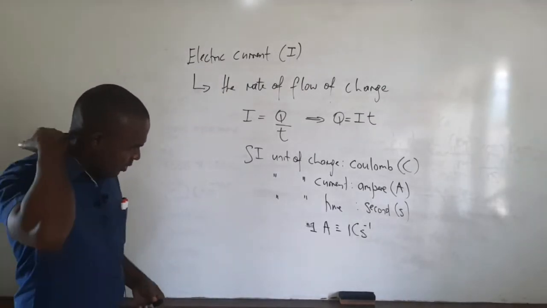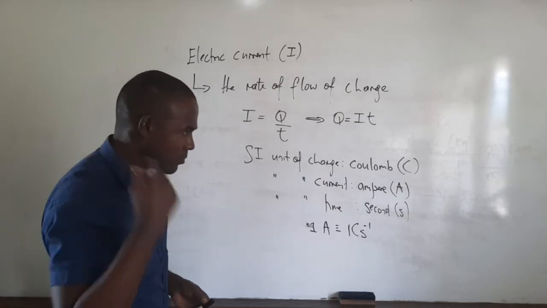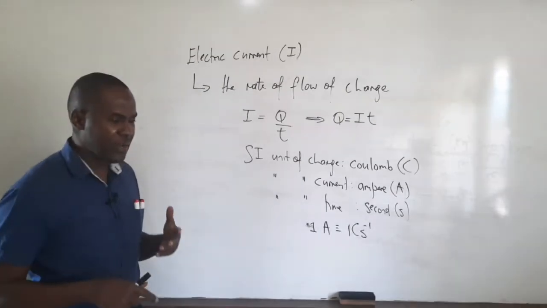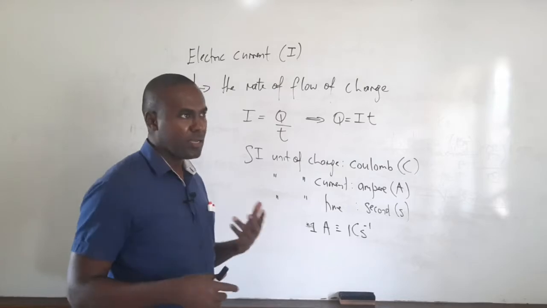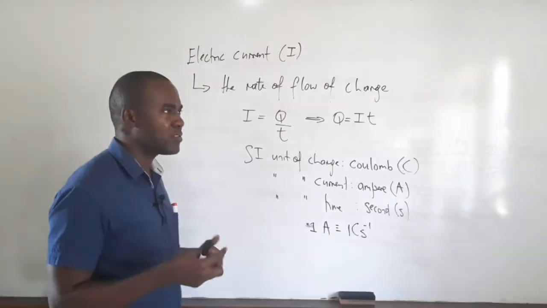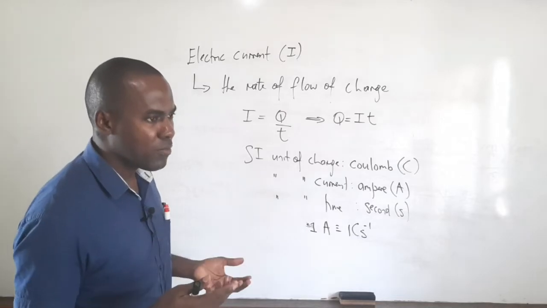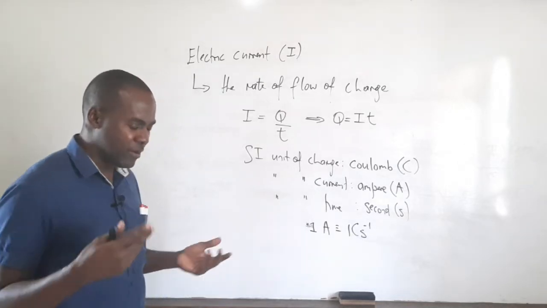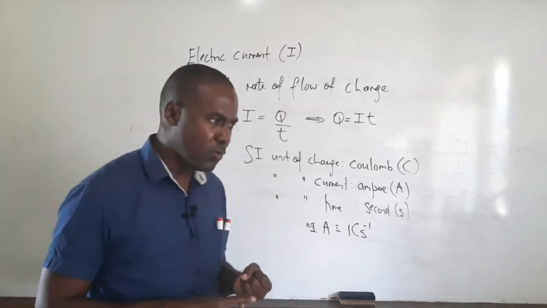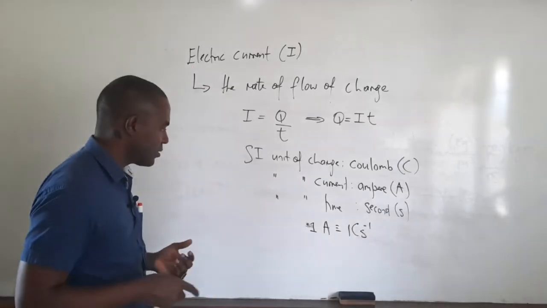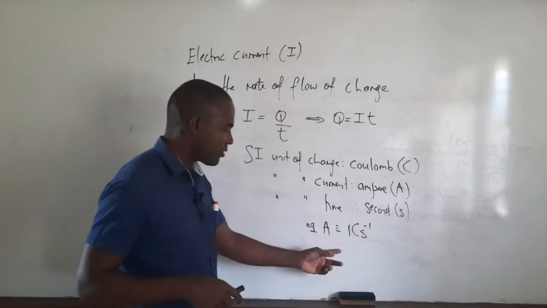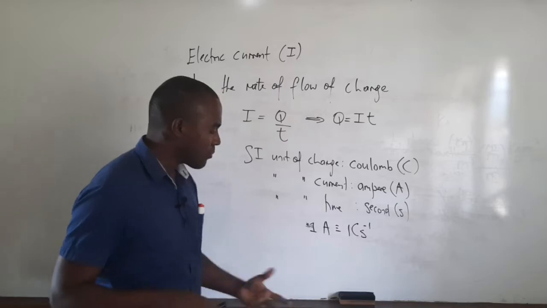Now, when we speak about the coulomb, 1 coulomb, of course, is a massive amount of charge. And that is why generally, for instance, in textbooks, you may see charges of the order of, say, microcoulombs and so on, because they try to be as realistic as possible, because 1 coulomb is a massive quantity of charge, right? So I'm going to say that 1 ampere is equivalent to 1 coulomb per second.